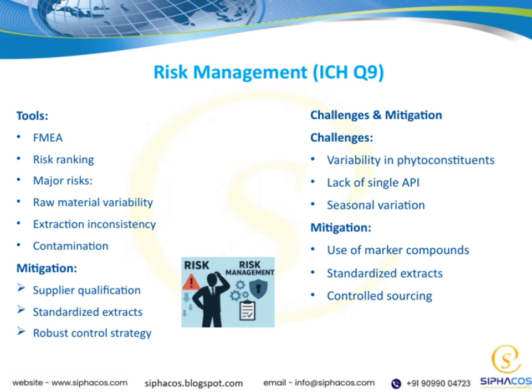One major issue is the variability in phytoconstituents themselves, which can differ based on factors like plant origin and harvesting conditions. This variability makes it difficult to ensure consistency. Additionally, there's the challenge of the lack of a single active pharmaceutical ingredient, which complicates standardization and quality control. Seasonal variation also plays a role, as the concentration of active compounds can fluctuate throughout the year.